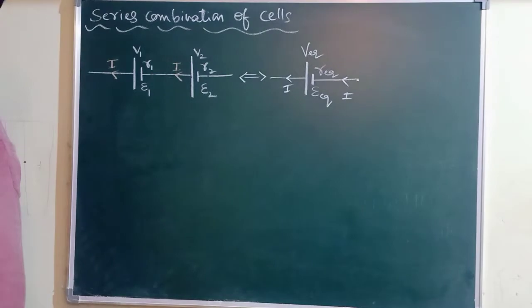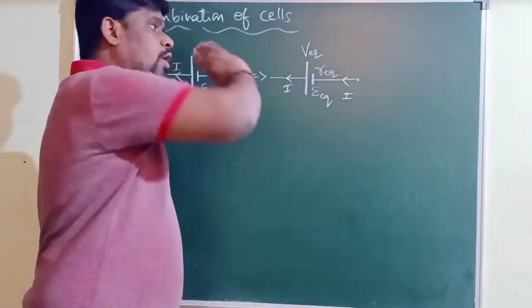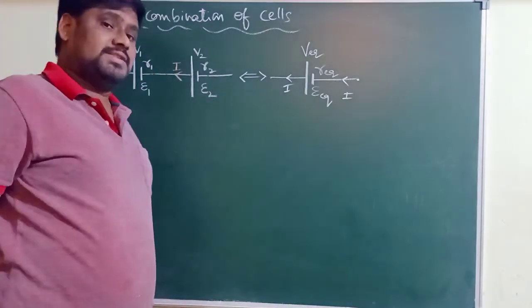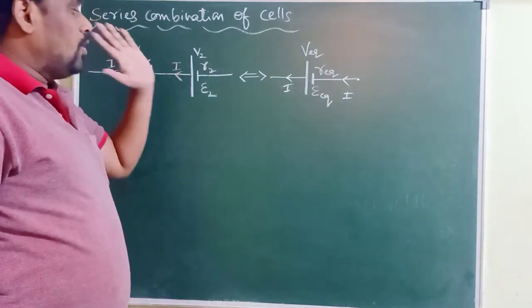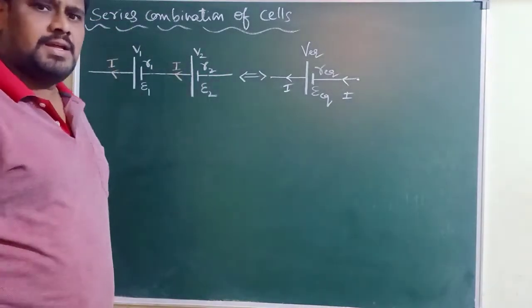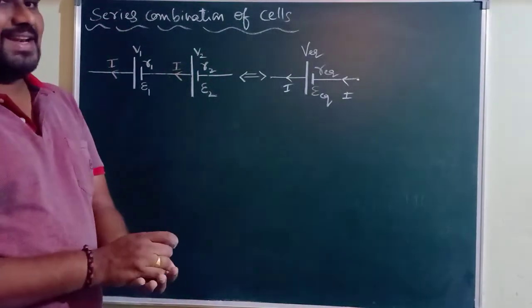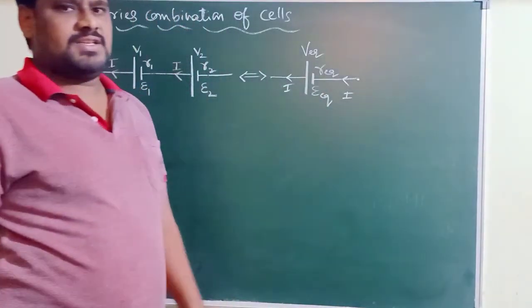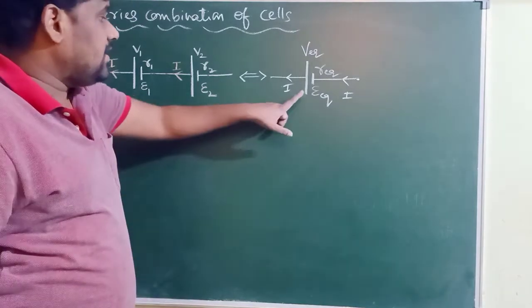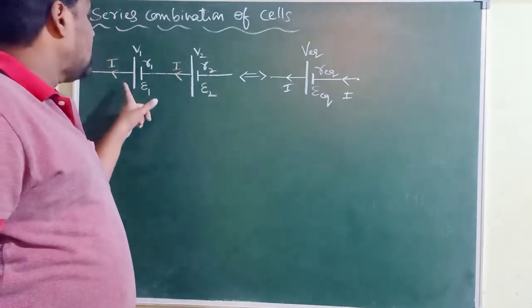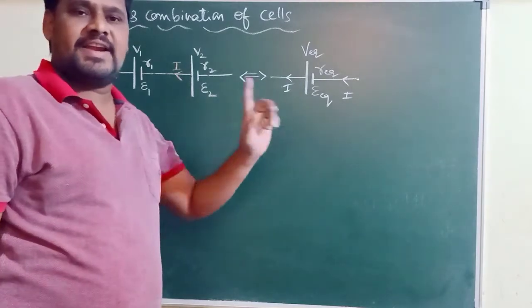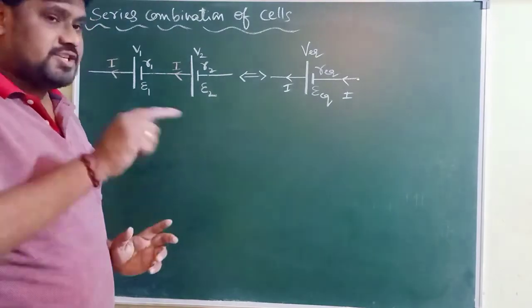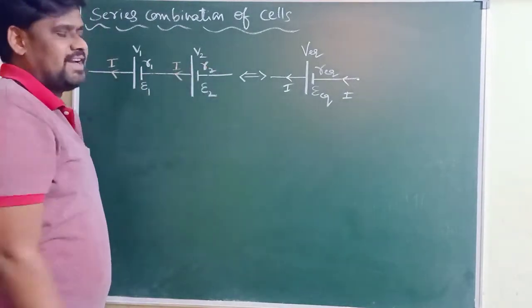What is the meaning of equivalent cell? It is a combination of two cells connected in series. The resultant cell we get when these two cells are connected in series is called the equivalent cell. Its EMF is given by E equivalent, and its internal resistance is given by R equivalent. What it means is that E equivalent stands for the total EMF when the cells are connected in series, and R equivalent stands for the total internal resistance when the cells are connected in series.